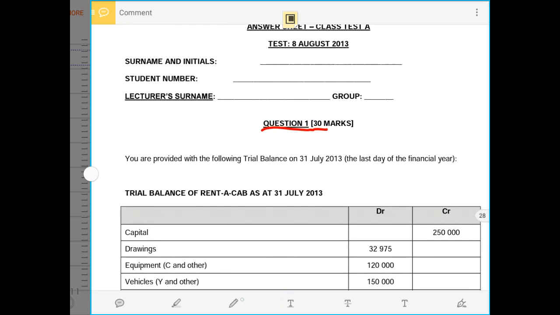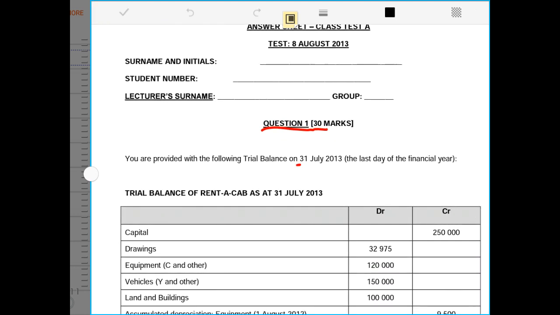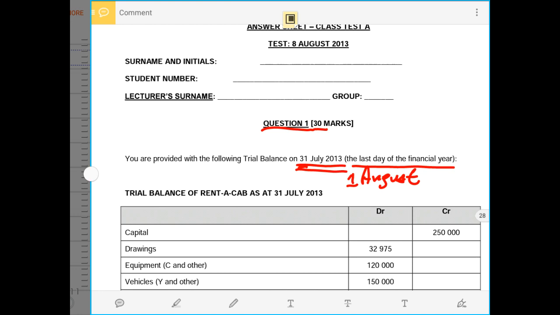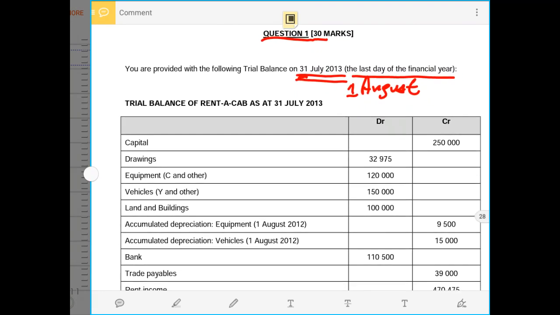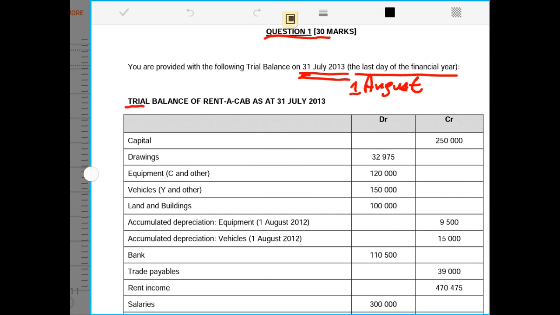You are provided with the following trial balance on the 31st of July 2013, being the last day of the financial year. That tells us that the end of the accounting period is the 31st of July each and every year. That means the accounting period begins on the 1st of August each and every year, because if it ends in July, it starts one day after. Therefore, the trial balance for Rent a Cab as at 31st of July 2013.